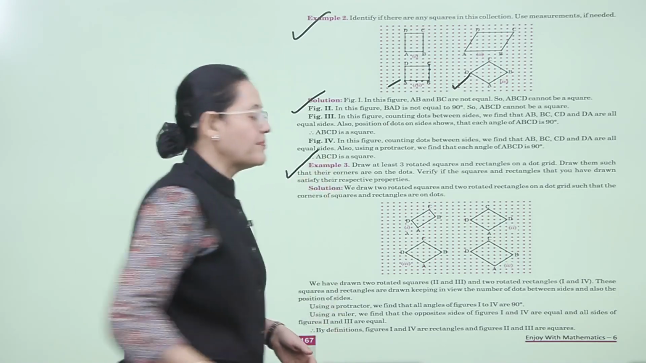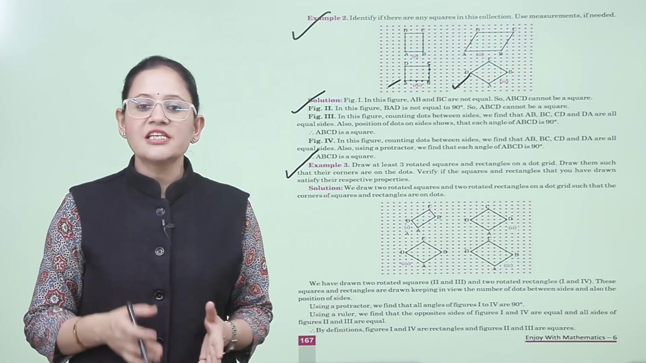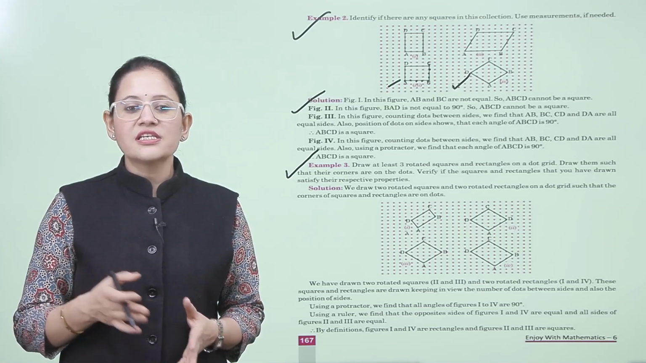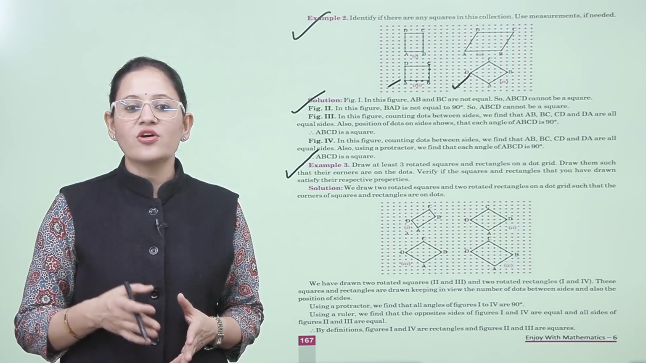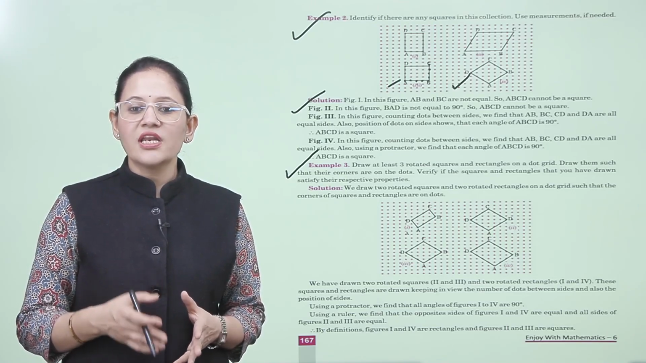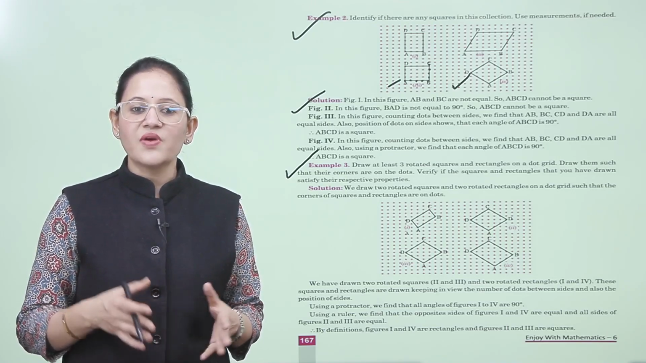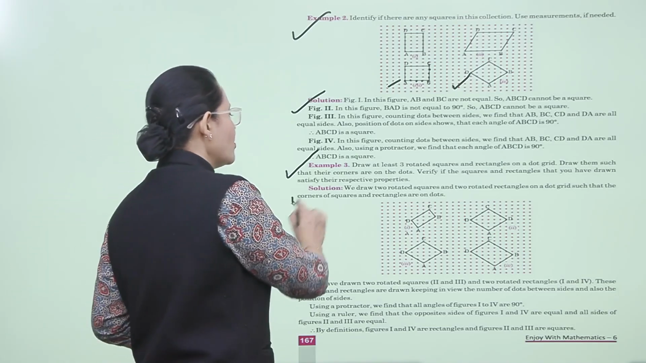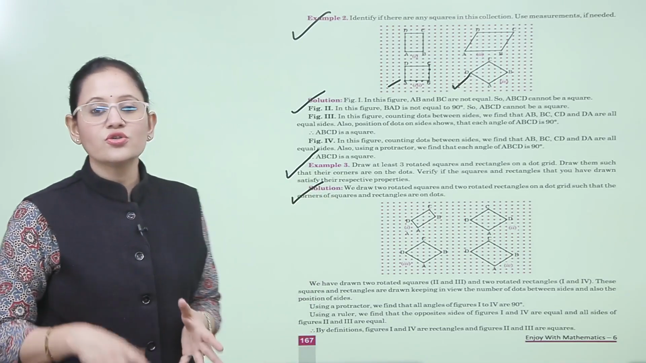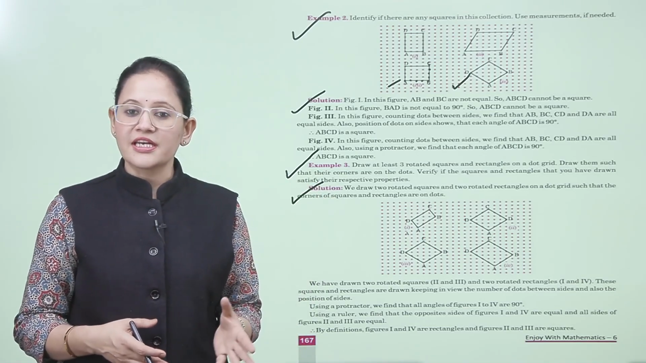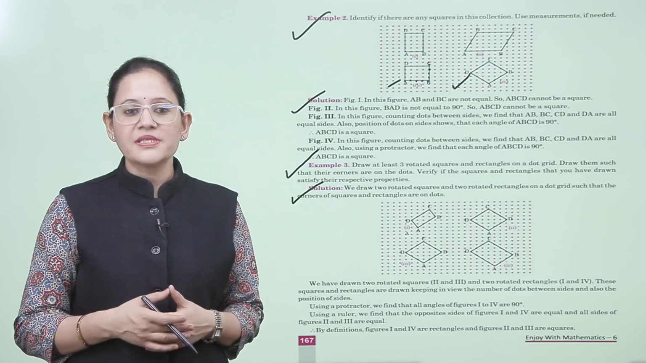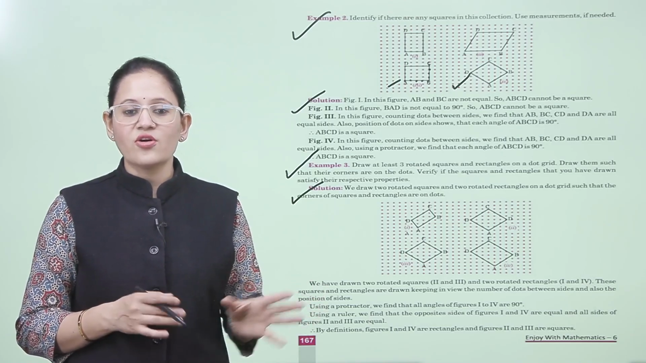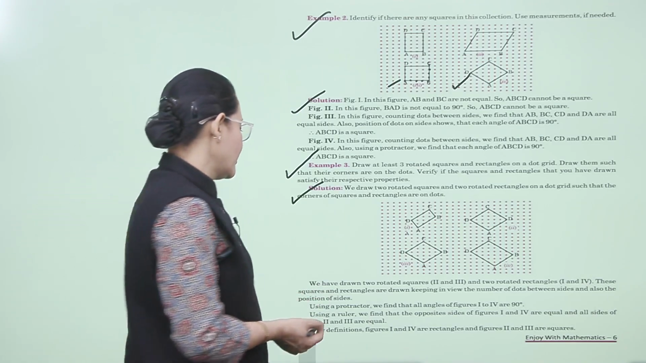Now, we will take another example. Draw at least 3 rotated squares and rectangles on the dot grid. Draw them such that their corners are on the dots. Verify that the squares and rectangles you have drawn satisfy their respective properties. So, we have to draw 2 rotated squares and 2 rotated rectangles on the dot grid paper in such a way that their corners are on dots. Clear?